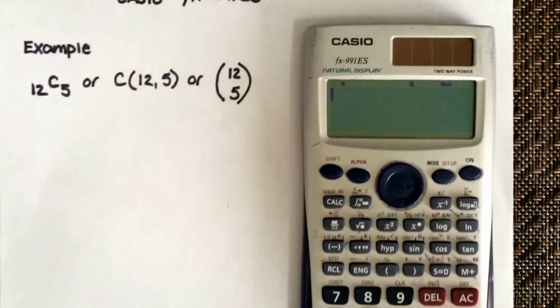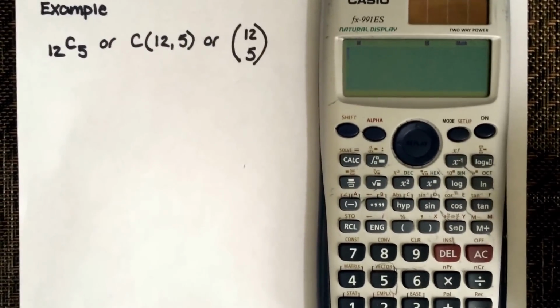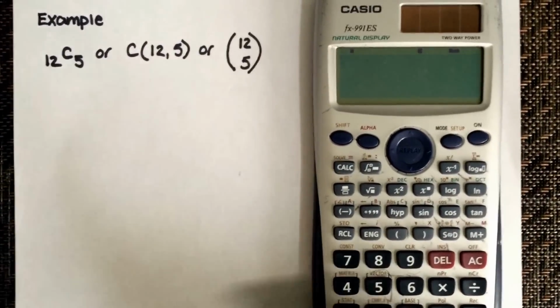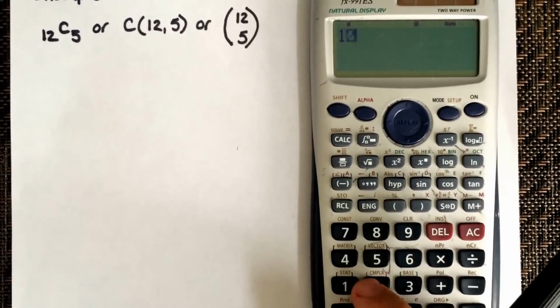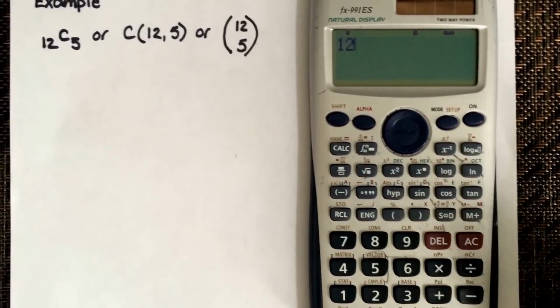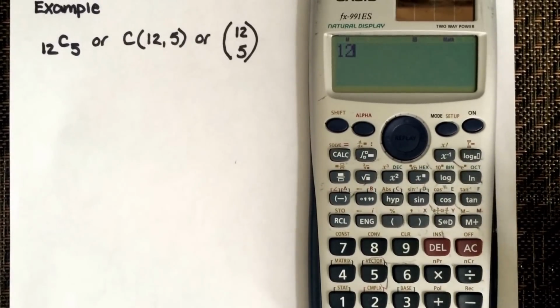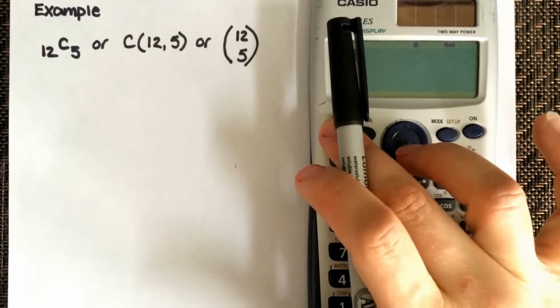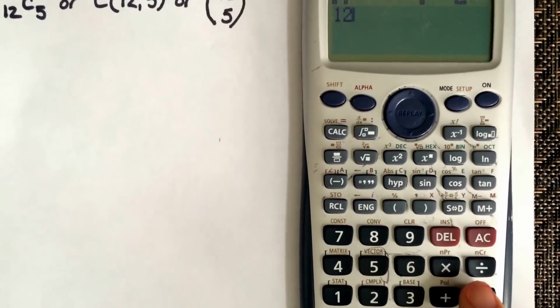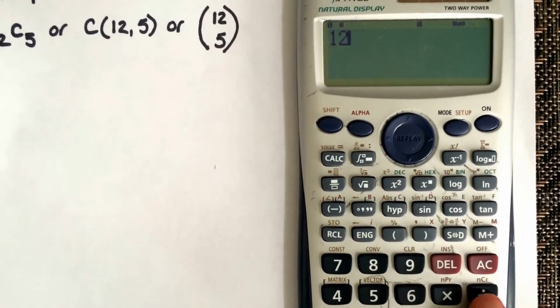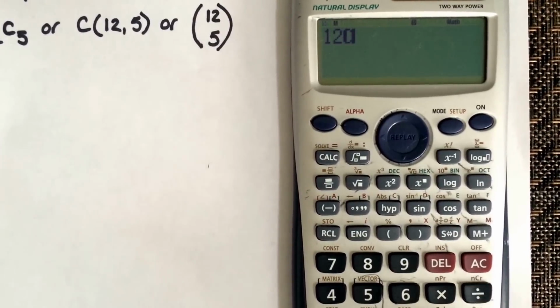So go on your Casio fx-991ES. You're going to first enter in the first value, so how many you're selecting from. So if you're selecting 12, enter 12. Then you're going to hit the shift function, which is right beside the alpha key, and then you're going to see the combination is on top of the division, so select that.